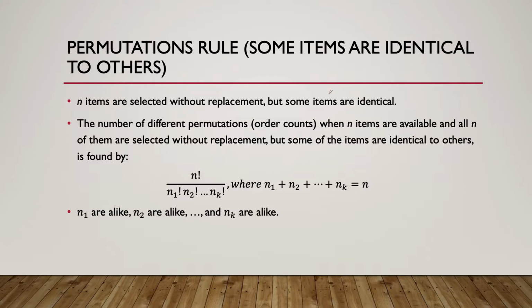For the permutations rule for some items that are identical to others, we have n items selected without replacement, but some of them are identical. The number of different permutations, or order counts, when n items are available and all n of them are selected without replacement, but some of the items are identical to others, we can find by n factorial divided by n sub 1 factorial times n sub 2 factorial, all the way up to n sub k factorial. If we add up all those n sub 1 up to n sub k, we get the total n. And n sub 1 are alike, n sub 2 are alike, and all the way up to n sub k are alike.